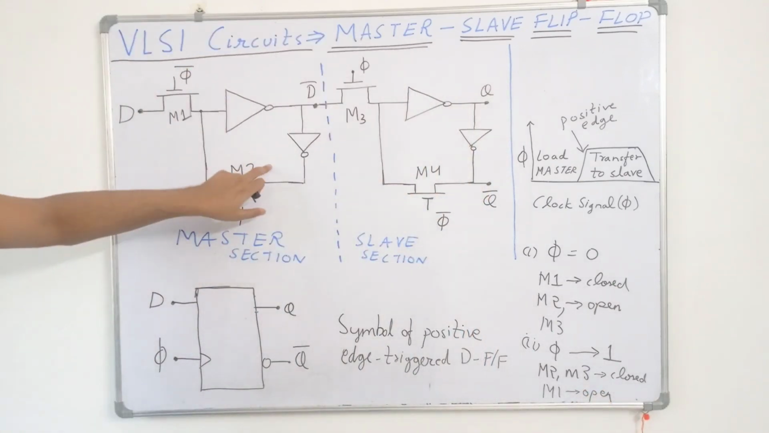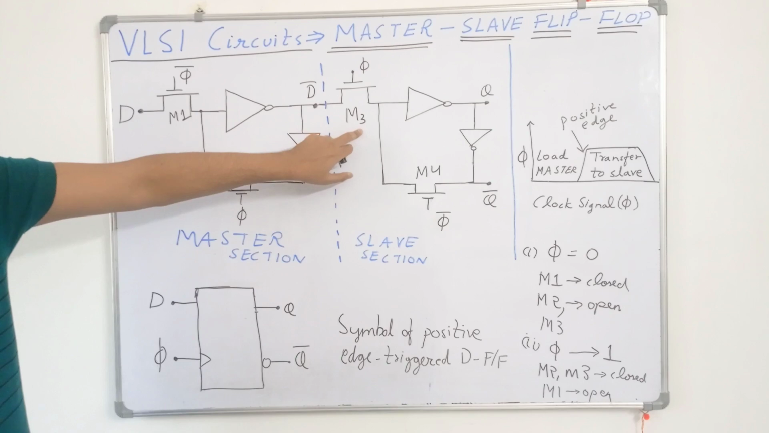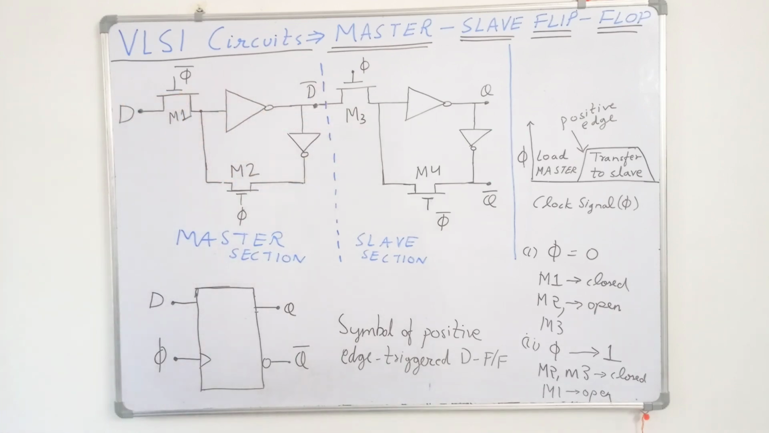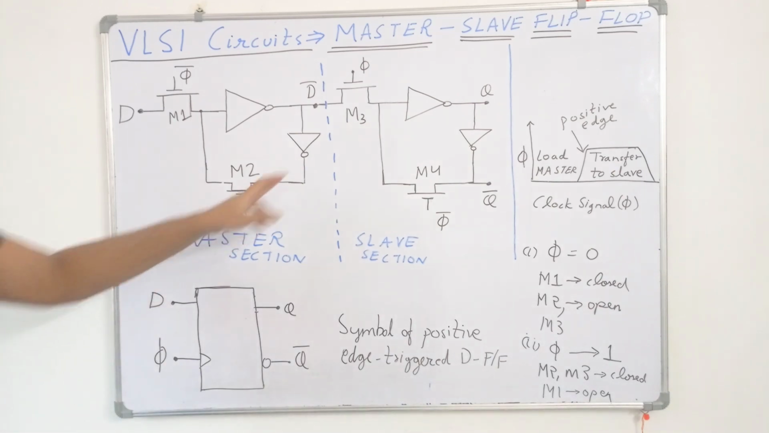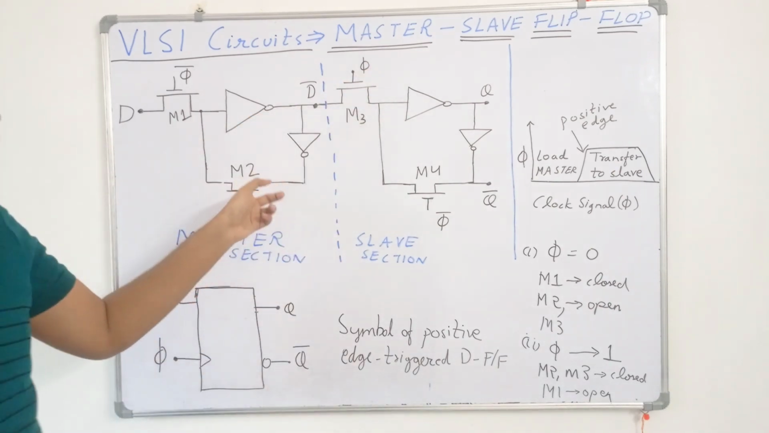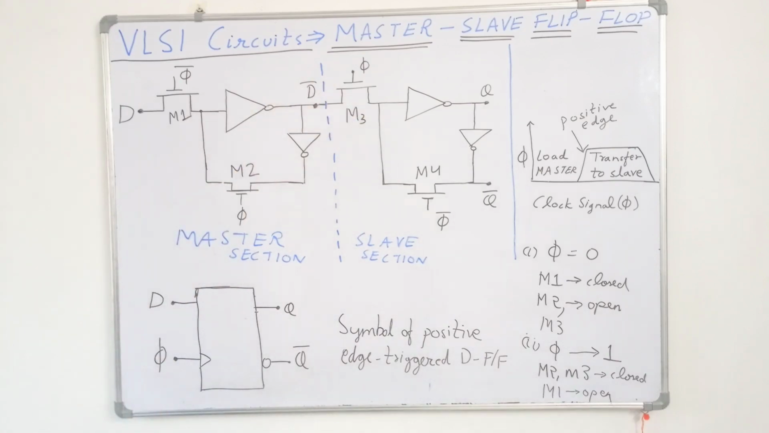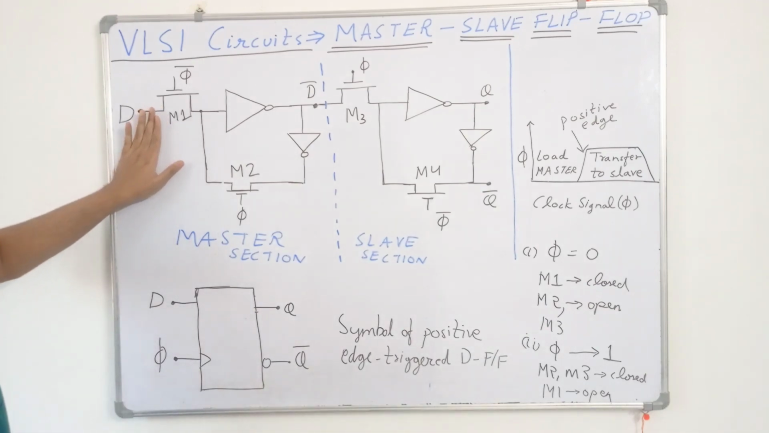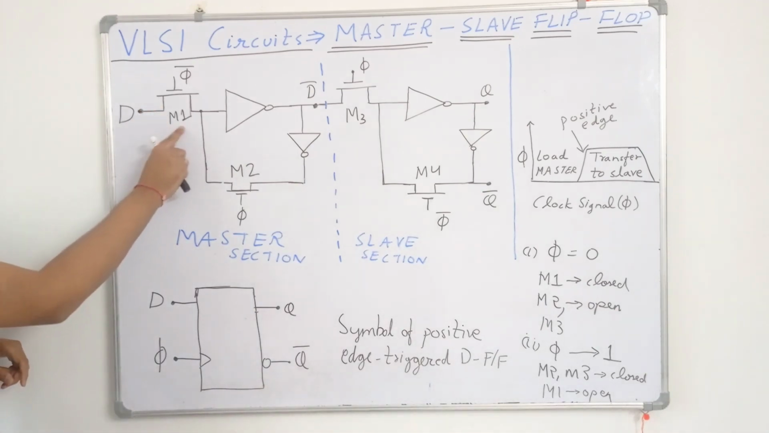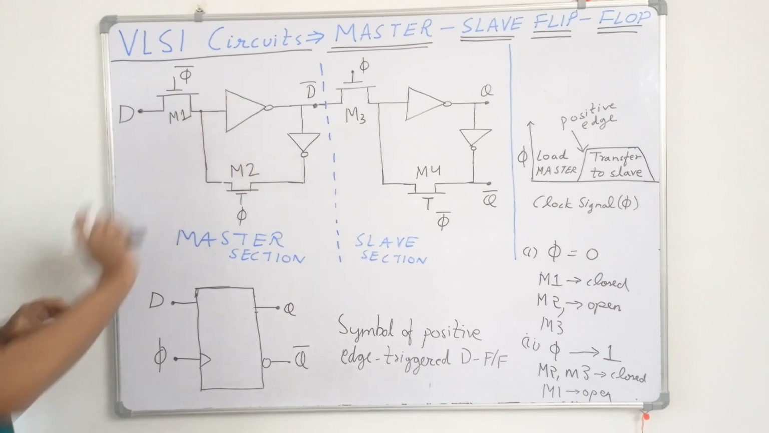So these two transistors M2 and M3 will be closed, and M1 will be open during this time, because both M2 and M3 are applied with phi. So phi goes to 1, M2 and M3 will be closed during this time. So the input to the master will be blocked. This data bit will be blocked because M1 is open. So there is no input to the master.